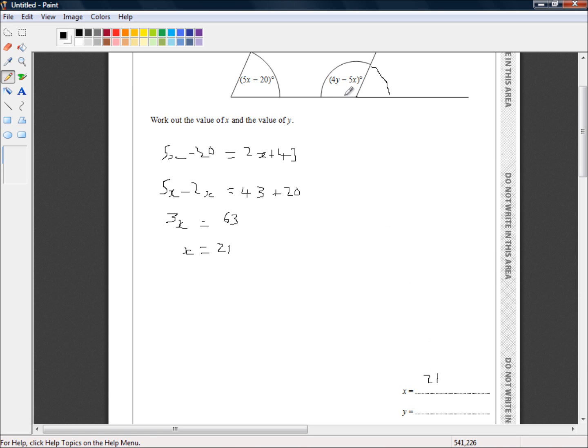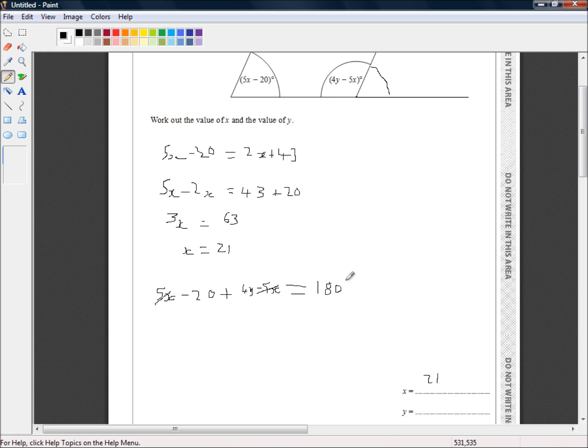And now to find the y, we remember that these two angles add up to 180 degrees. So 5x minus 20 plus 4y minus 5x is equal to 180. So we've got a 5x here and we've got a negative 5x here. So these 5x's are going to cancel out. So we're left with 4y minus 20 is equal to 180.